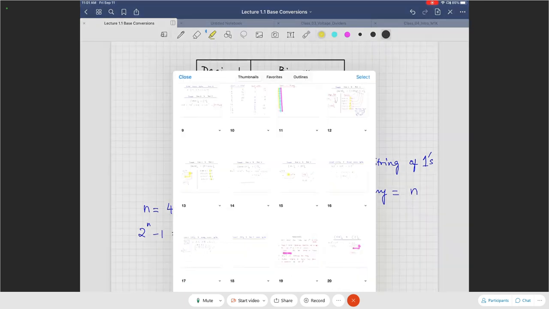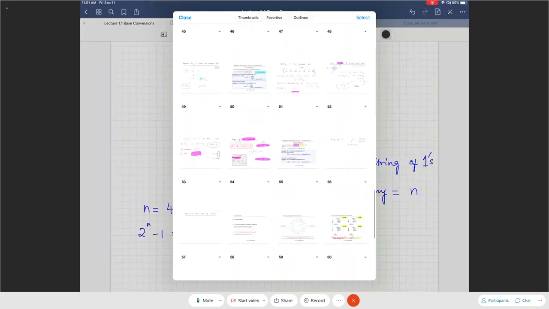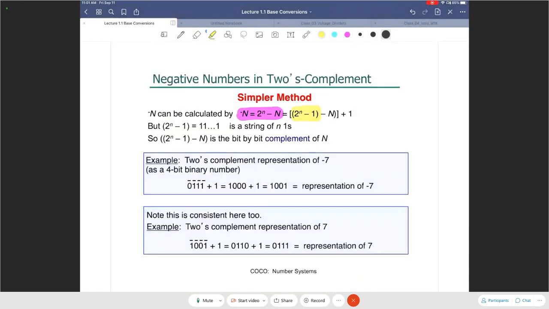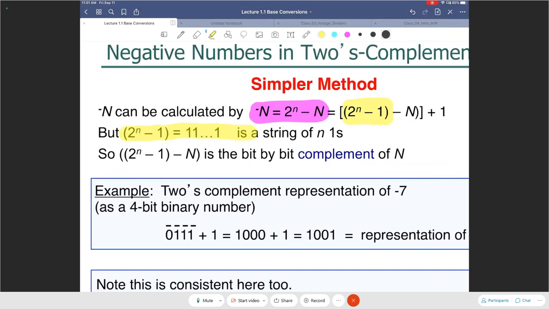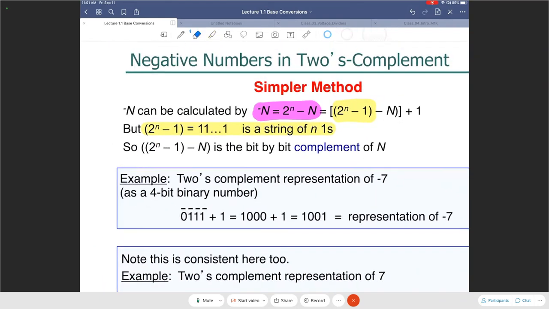The reason we did that was this. 2^n minus 1 will always be a string of n ones. Now what are we doing? To get this formula, we are getting to all ones minus N. So let's focus on 2^n minus 1 minus N. And the claim over here is that 2^n minus 1 minus N will always be the bit by bit complement. Let me prove that to you right here.